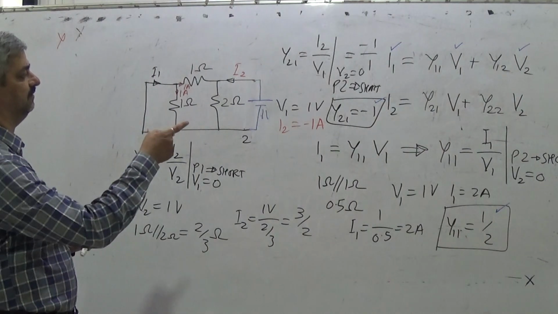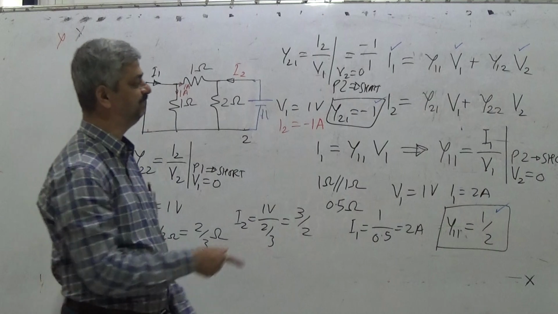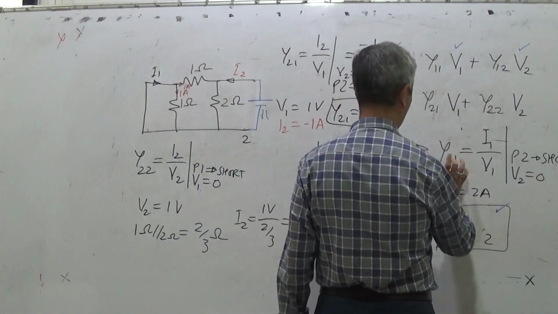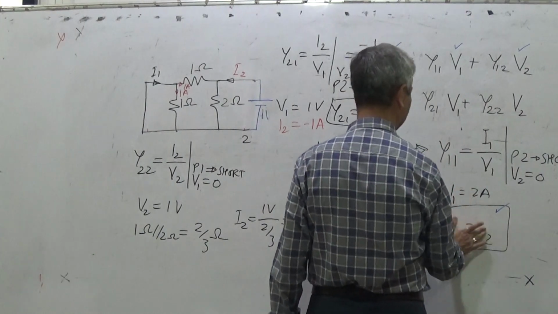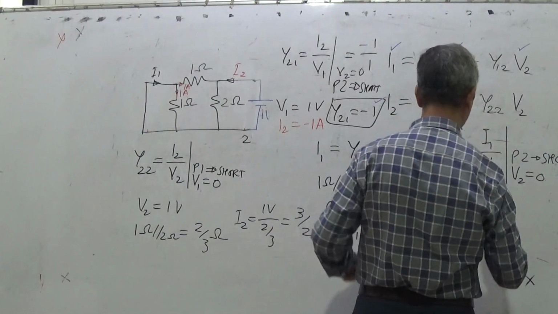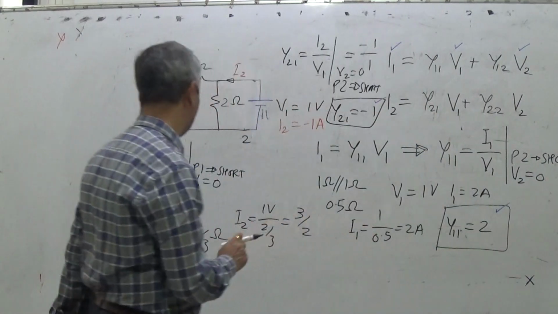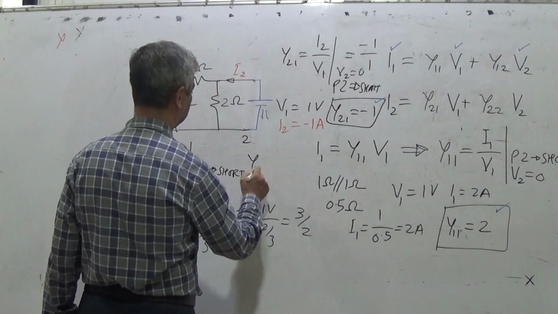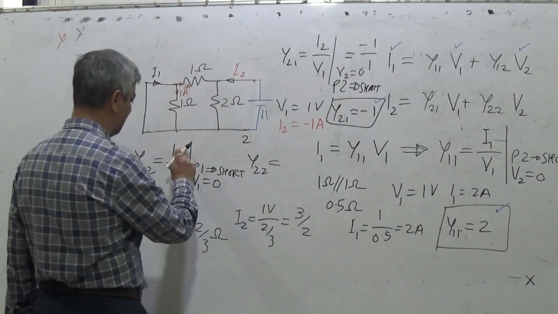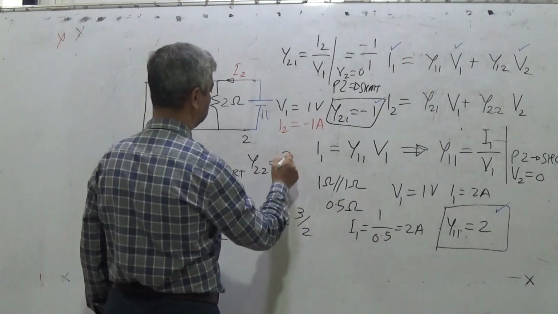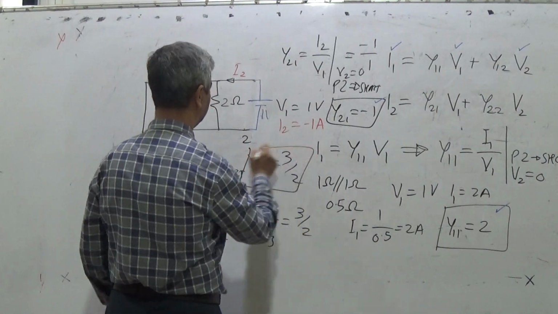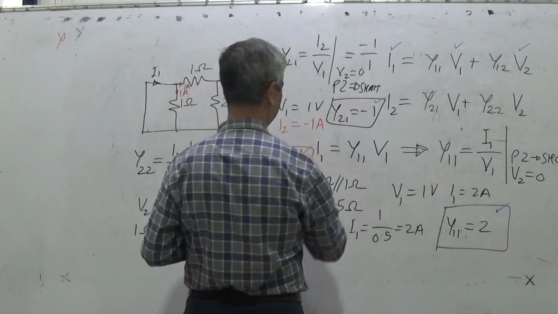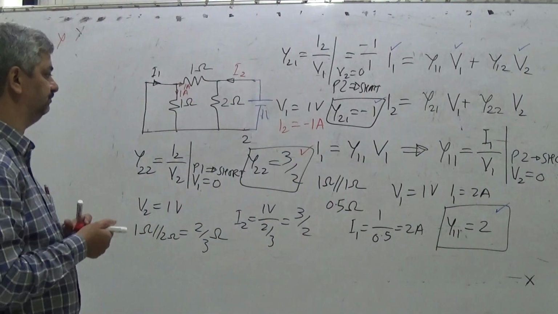I am extremely sorry. In the previous one, I made a small mistake: Y11 was I1 upon V1, so it is not half. I1 is 2. So in this case now, I2 is 3 by 2, V2 is 1. So Y22 is 3 by 2.